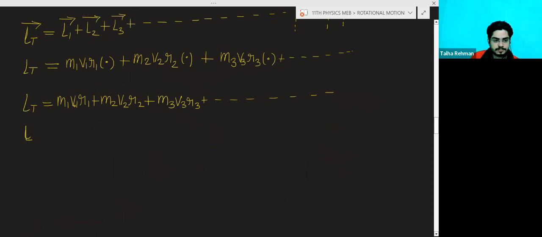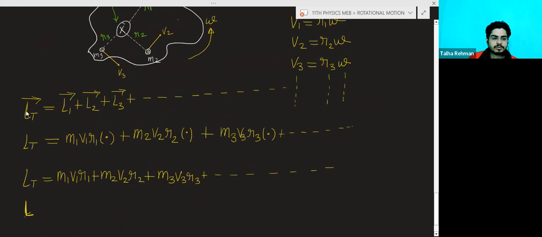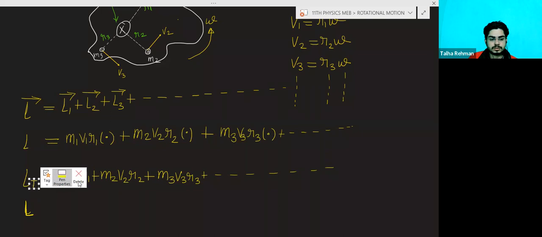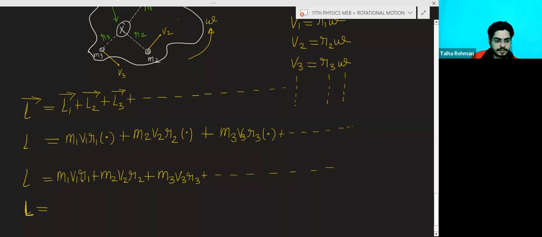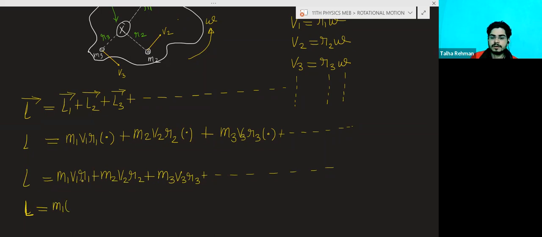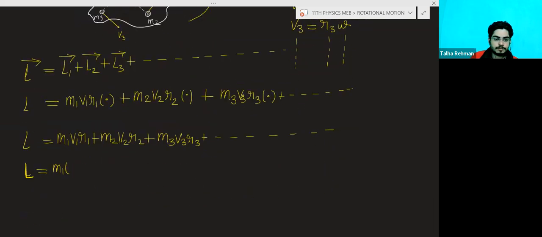So total angular momentum, I am representing the total angular momentum with only capital L. So this is L. This will be m1, and instead of v1, we will put r1 into omega, multiplied by r1, plus m2, instead of v2, we will put r2 into omega multiplied by r2, plus m3 into v3, meaning r3 into omega, multiplied by r3.